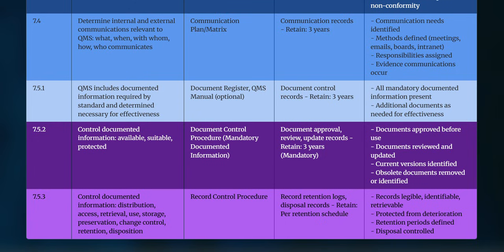And the documents you need here: a control procedure for the records, and you need record retention logs and disposal records, and the retention here is as per the retention schedule. Examples of the requirement which you can also present as evidence: records must be legible, identifiable, and retrievable, and the records must be protected from deterioration, and the retention periods must be defined, and disposal must be controlled.